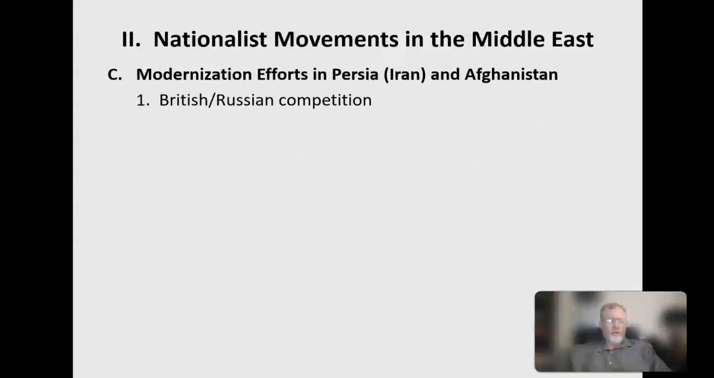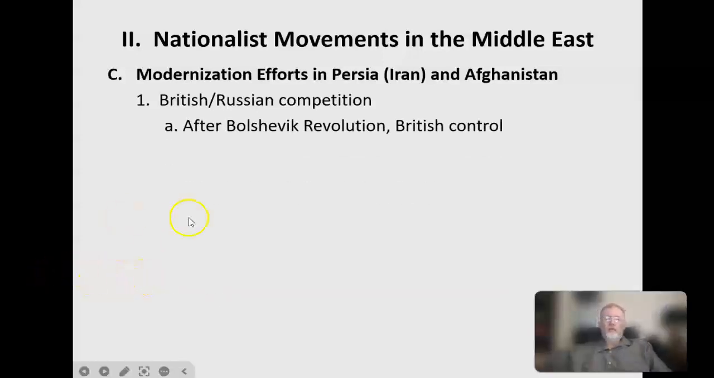Modernization efforts in Persia and Afghanistan. Early conflicts between Russia and Great Britain and Persia ended with the British and Russians splitting it into two spheres of influence. So we have the Bolshevik Revolution taking place. Great Britain quickly moved in on the Northern Territory to keep it out of communist hands, and eventually controlling all of Persia.